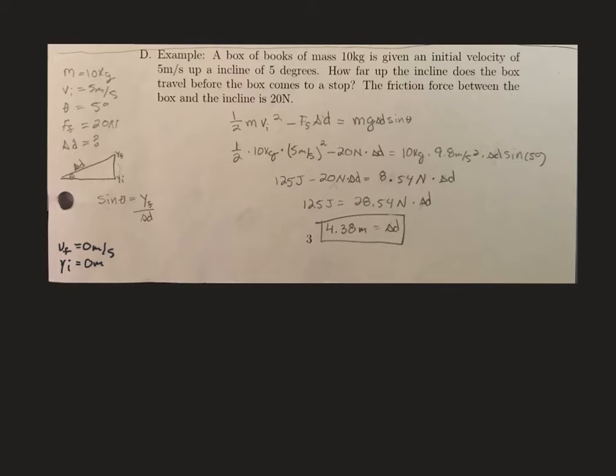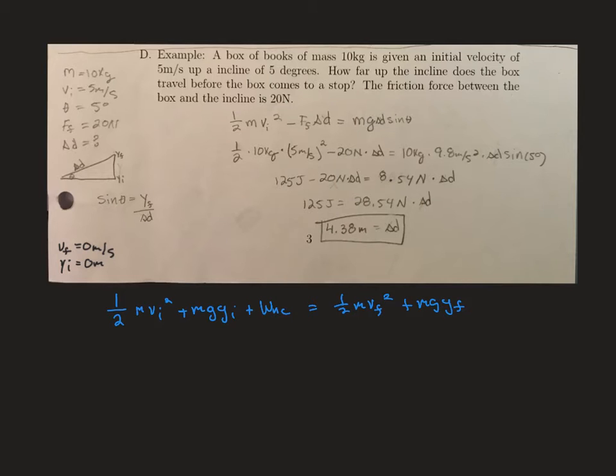Alright, so we're going to apply conservation of energy in order to solve this. So let me write out our conservation of energy formula. So we have 1/2 mass velocity initial squared plus mgy initial plus work non-conservative is going to equal 1/2 mass velocity final squared plus mgy final.